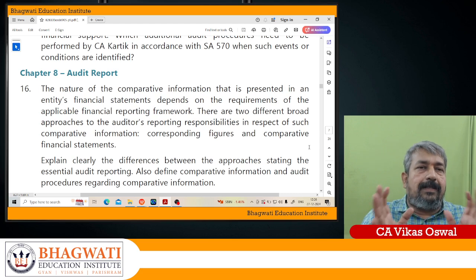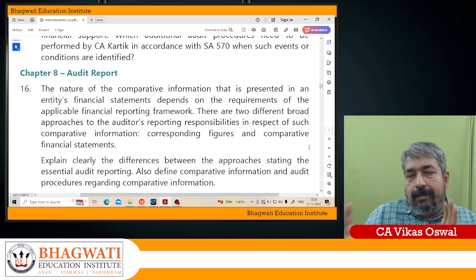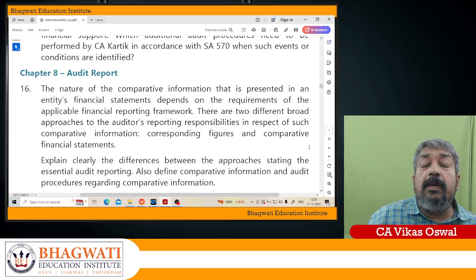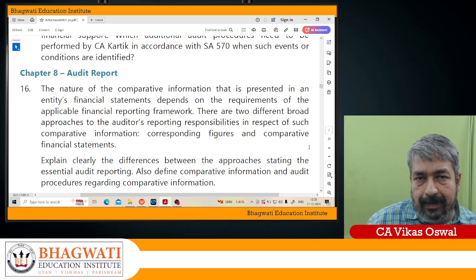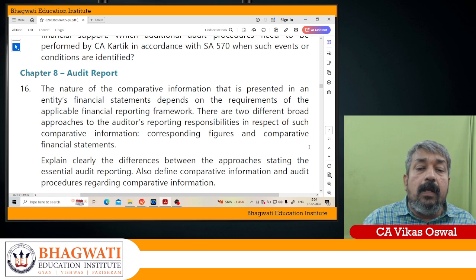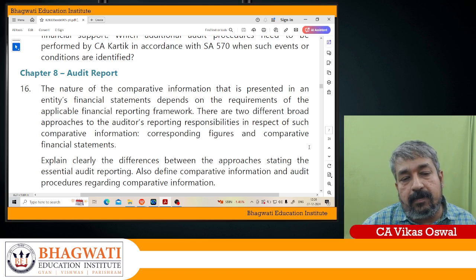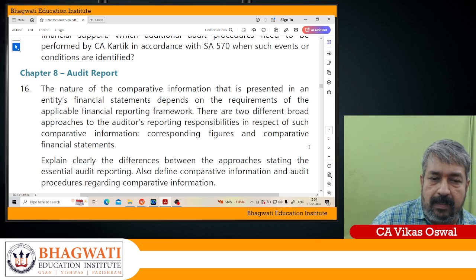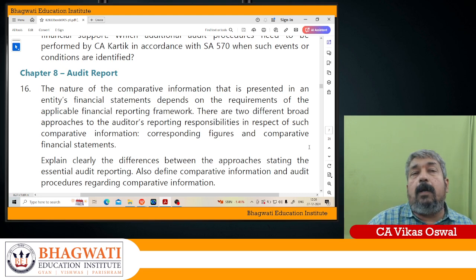Remember that. See, example: we are doing the audit of 24-25. 24-25 is the financial year. Now the information related to 23-24 will be treated as comparative information. There are two different approaches to the auditor's responsibility in respect of such comparative information: corresponding figures and comparative financial statements. So definitely there are two approaches: corresponding figures and comparative financial statements.